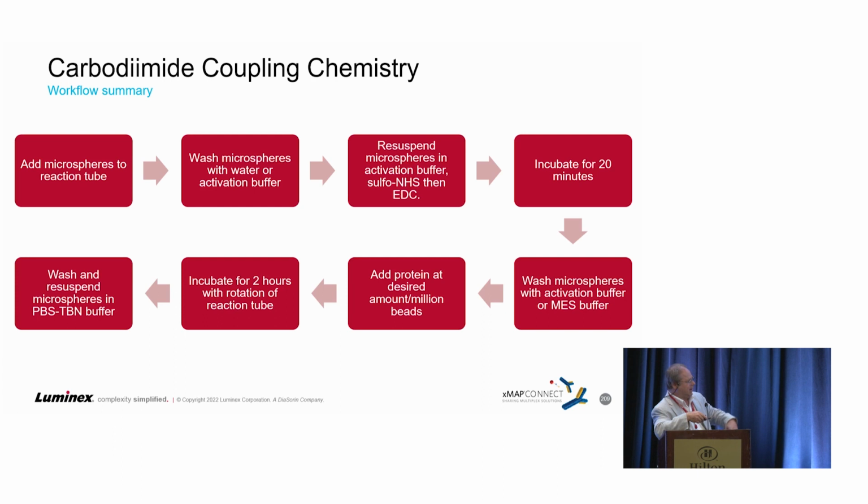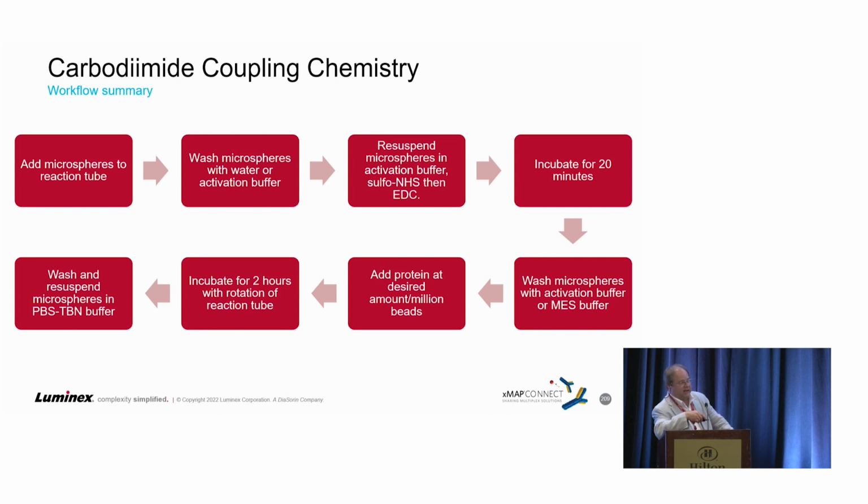You wash them to get some of the preservatives in the tube out of the beads, and you can usually do it with water or activation buffer. Then you'll resuspend in activation buffer, put in your sulfo-NHS and then EDC, and incubate that for 20 minutes so that you can activate those carboxyl groups. Then you'll wash the beads to get out the EDC and sulfo-NHS, and then you'll add your desired amount of protein per million beads, incubate that for up to 2 hours, and then do a few more washes.